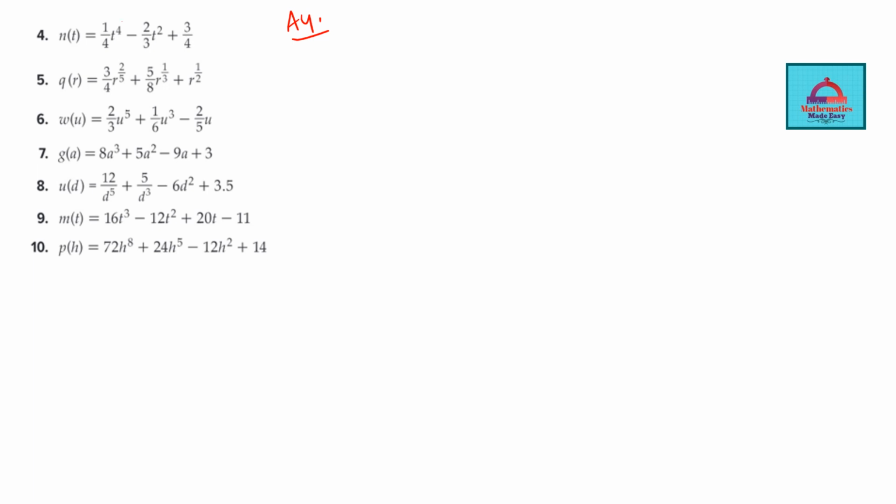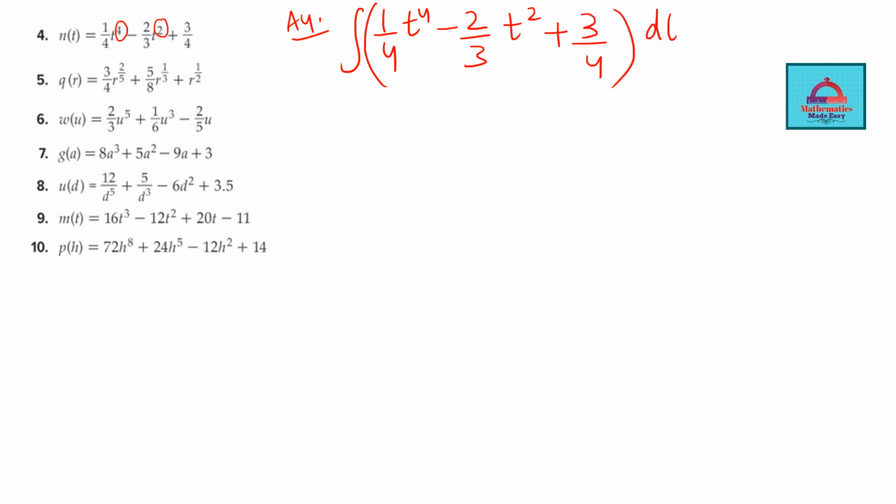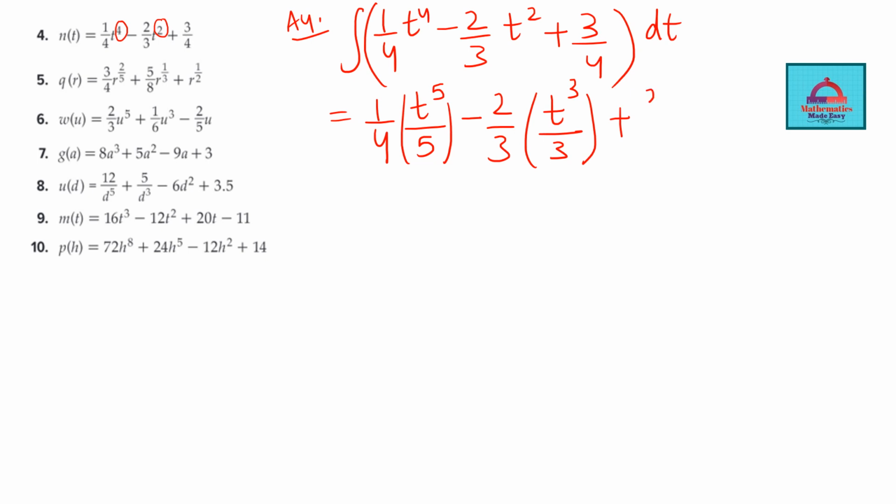There are powers involved, as you can see, 4, 2 and so on. So the integral of 1 by 4 t to the power 4 minus 2 by 3 t square plus 3 by 4, and the variable is t, so I will put here dt as well. So when we do that, we apply the power rule. 1 by 4 comes outside. T to the power 4 becomes plus 1 over 5 minus 2 by 3 t cube over 3 plus 3 by 4 t. So this is going to be your answer.